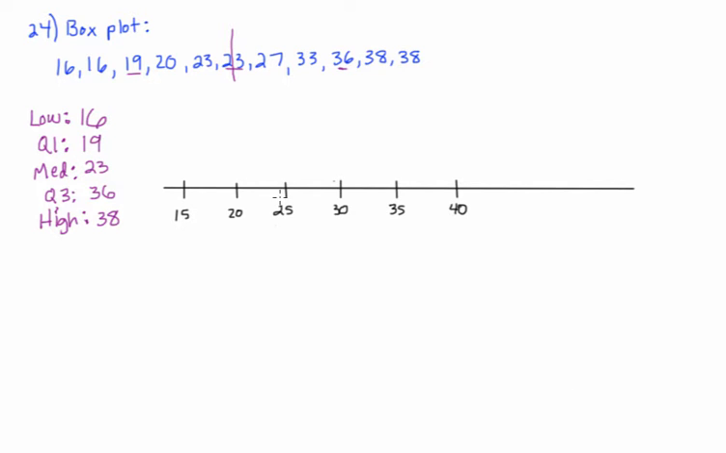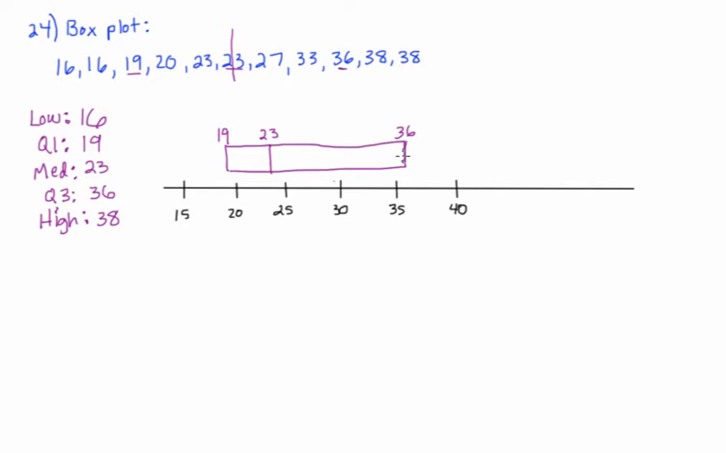When you make your box plot, you want a box that shows the middle 50% of your data, from Q1 to Q3. So I'm going to make a line here for Q1 at about 19. And then up to 36, that's my Q3, and I make a rectangle, a box. I put a line at the median at 23, and I label these: Q1, median, Q3. That's my box.